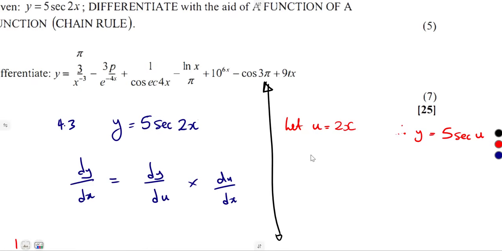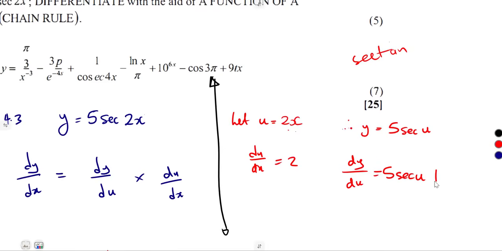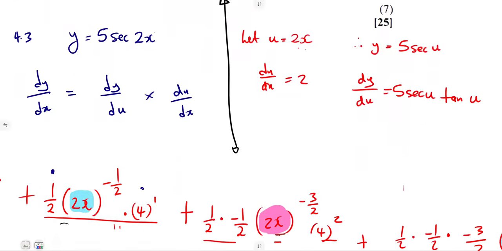The derivative of u with respect to x is going to give us 2. That's a linear, guys. Then the derivative of y with respect to u: if you differentiate sec, remember, it gives us sec tan. So that's 5 sec of u, tan of u. Then we combine them as given on our formula.